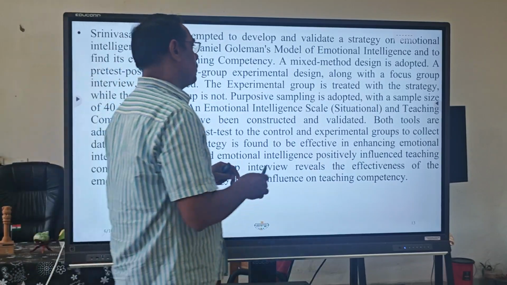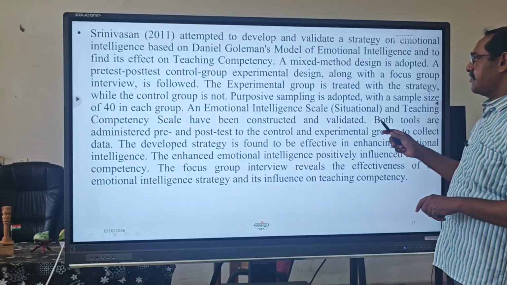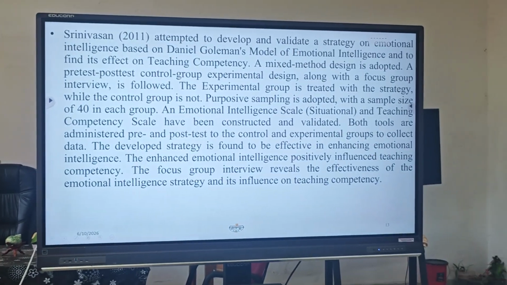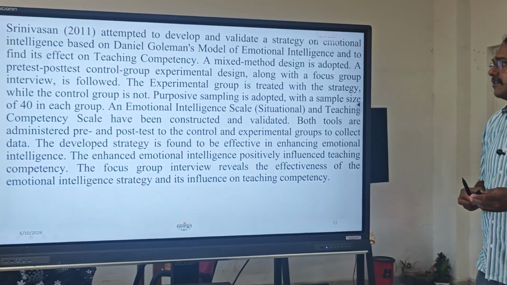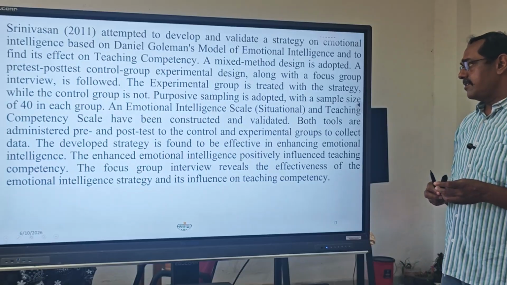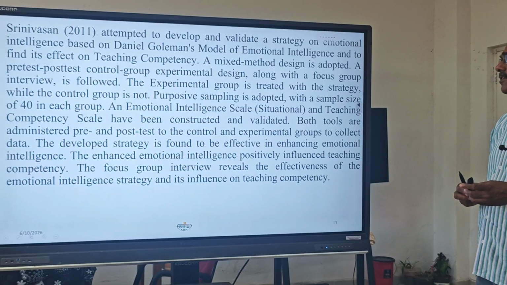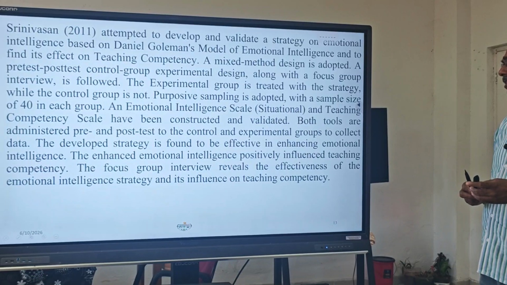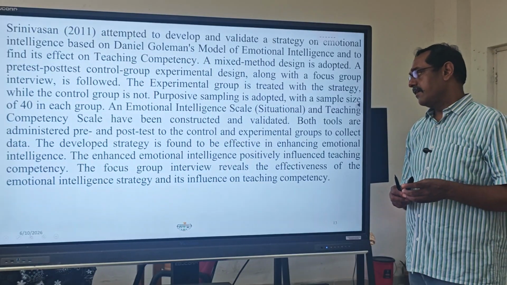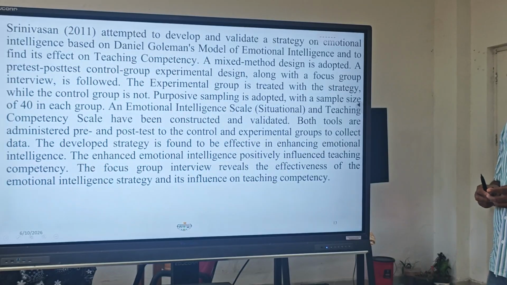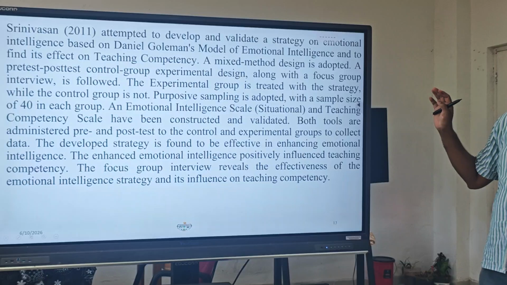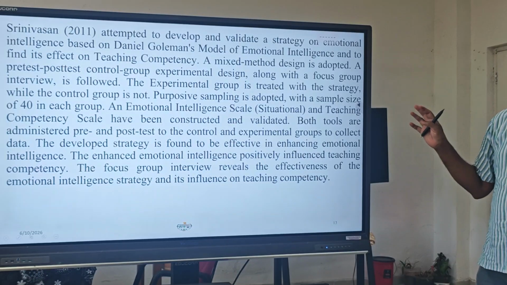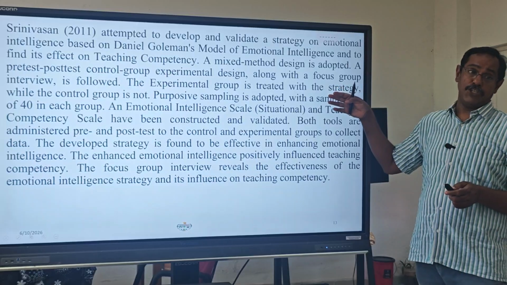An emotional intelligence scale, situational, and a teaching competency scale have been constructed and validated. Both tools are administered pre and post test to the control and experimental groups to collect data. The developed strategy is found to be effective in enhancing emotional intelligence. The enhanced emotional intelligence positively influences teaching competency. The focus group interview reveals the effectiveness of the emotional intelligence strategy and its influence on teaching competency. What are the various heads in this? That's why I read it fully. What are the various heads you could see in this narration?